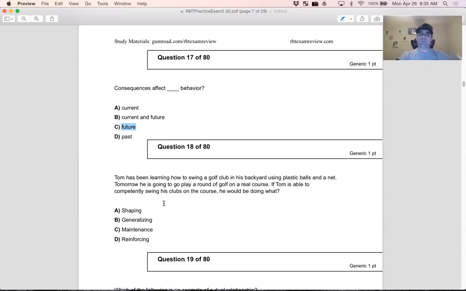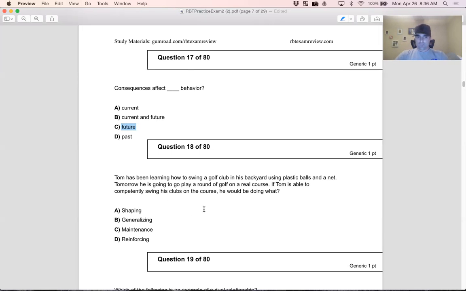All right. So, what is shaping? Well, we know shaping, okay, is reinforcing approximations of behavior. Tom might be doing that in his backyard, okay, working on the swing piece by piece, and slowly building up into a full swing, okay. But he's trying to take that swing and take it onto the golf course, okay. So if anything, the shaping's already been done, so A is out.